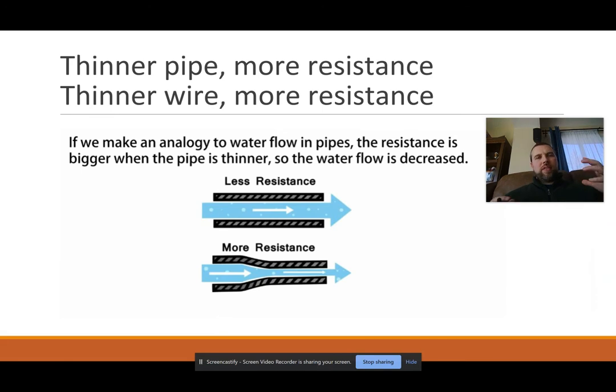If we think back to our water example, right? If we have big wide pipes, there's less resistance. It's easier for water to flow. If we have thin, skinny pipes, it's harder to push water through there. When you're leaving the cafeteria, if there's only one door open and everyone has to funnel out the one door, there's more resistance. If people open many doors, you have a wider exit, there's less resistance and more flow because of that.